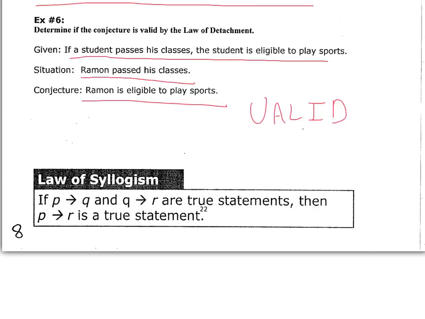Okay, next law for you. This one's kind of goofy. It's called the law of syllogism, and it says if P goes to Q and Q goes to R are true statements, then P goes to R as a true statement. So let me give you an example of how the law of syllogism would work.